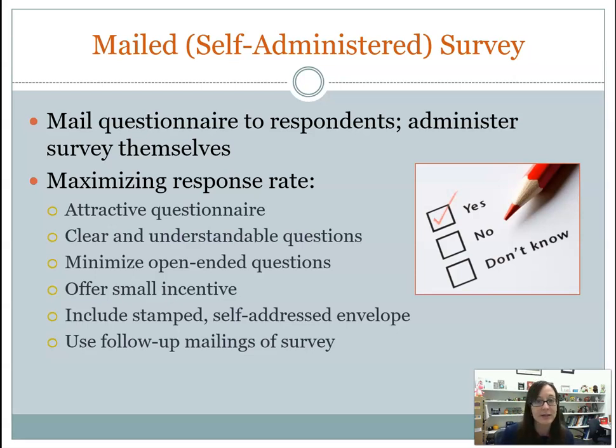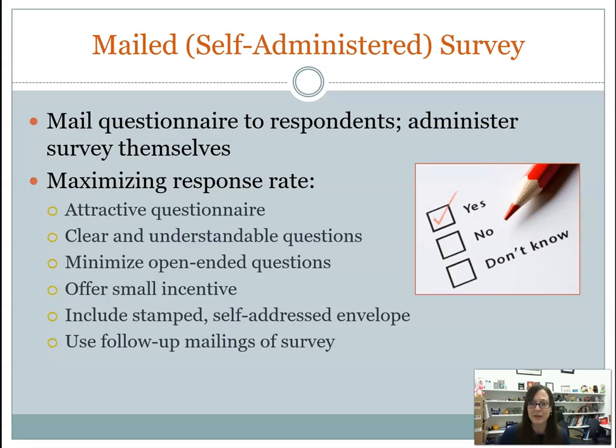You want to minimize open-ended questions because they are writing everything down, so you want to make them do that as little as possible. So it's best to have mostly closed-ended questions with just a couple of open-ended questions at most. You can offer a small incentive.